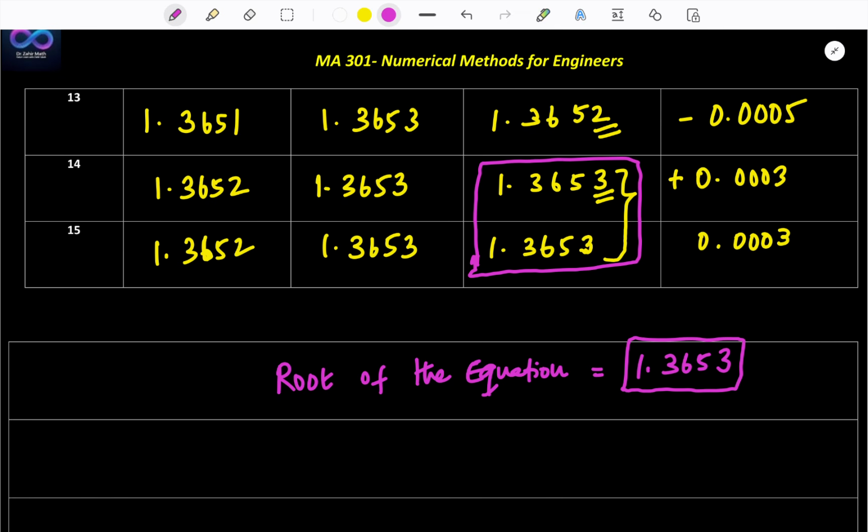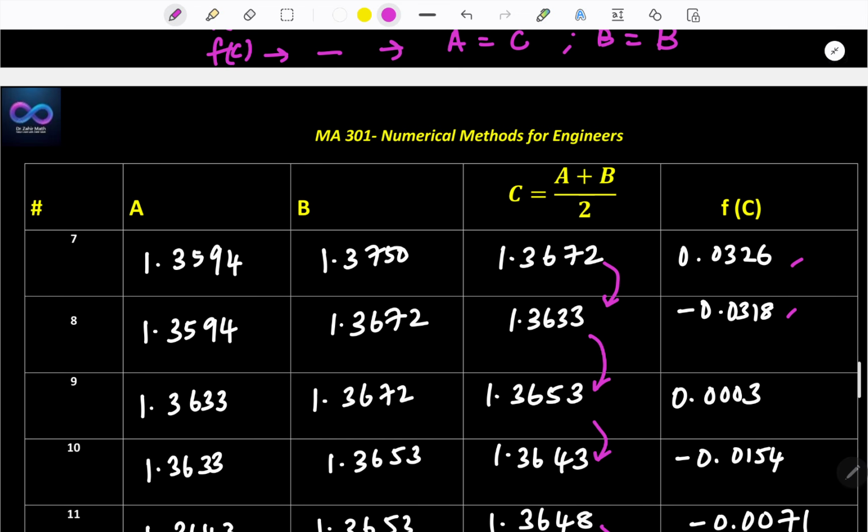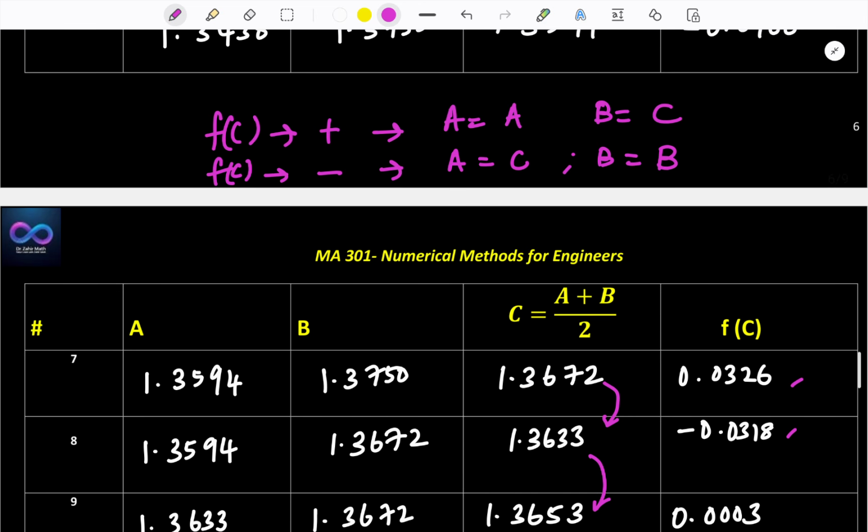Very, very easy question. Keep in your mind. Everything you have to look after is this f of c, right? So if f of c is positive, again I'll repeat, if f of c is positive, a is equal to a, b is equal to c. If f of c is negative, a is equal to c, b is equal to b. We keep doing this until we get the accuracy we want.